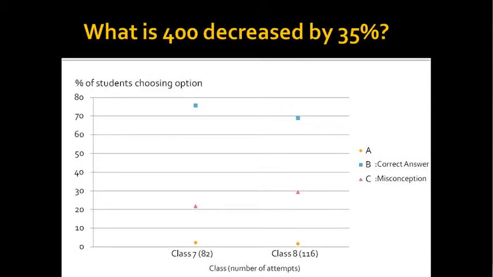If we look at class-wise data for students of classes 7 and 8, we can see that the number of students choosing the wrong option goes up by nearly 10%. This misconception clearly needs to be remedied. Let us look at another example.